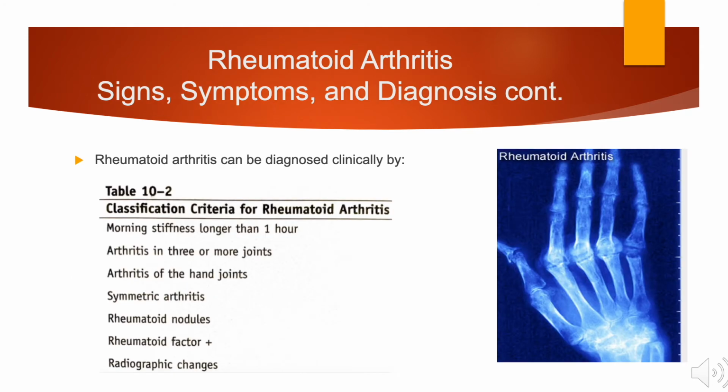Here is the criteria for rheumatoid arthritis. The picture on the right shows you the interphalangeal joints, which are the middle joints on the finger, and the metacarpophalangeal joints, which are the knuckles, that are mostly affected with RA.